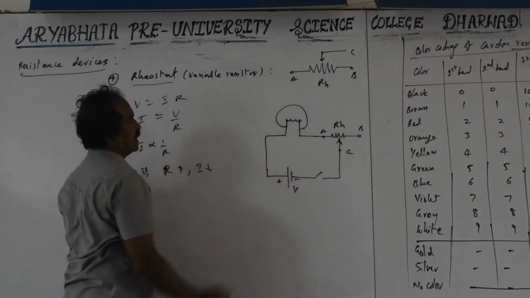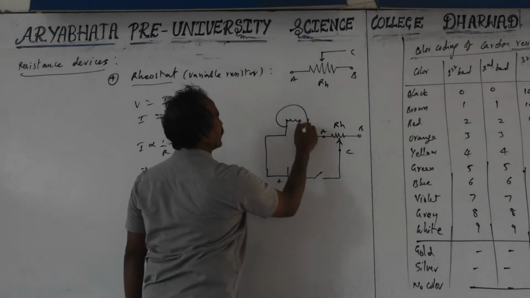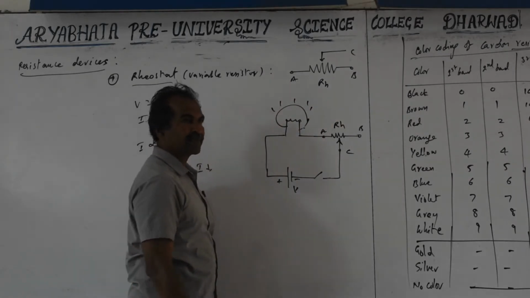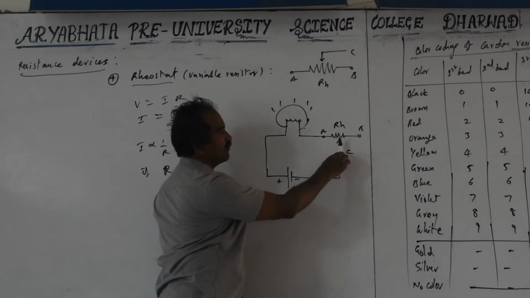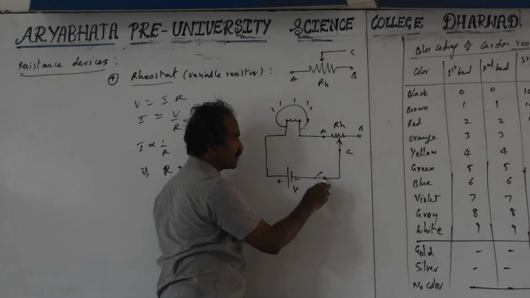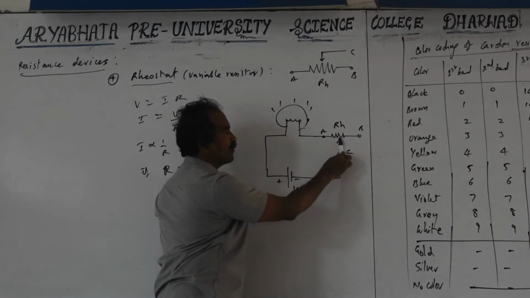Okay, this is a bulb. More current, more brightness. So current can be controlled by moving this, by changing the resistance, with V constant. Close the switch, and by moving this side, what happens?